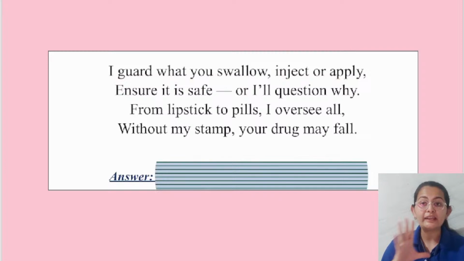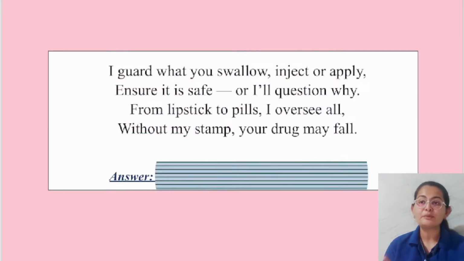I am the particular act which is looking at you. Ensure it is safe or I will question why. From lipstick to pills, I oversee all. I think you must be getting which act it is talking about.